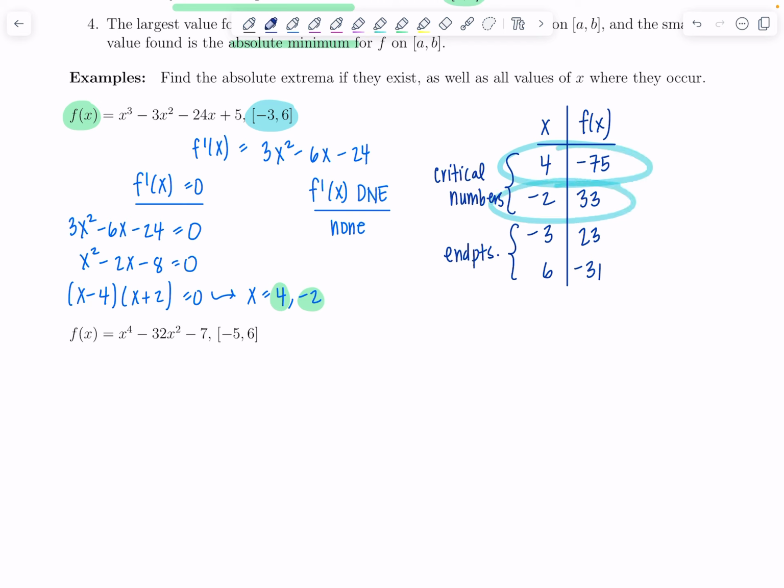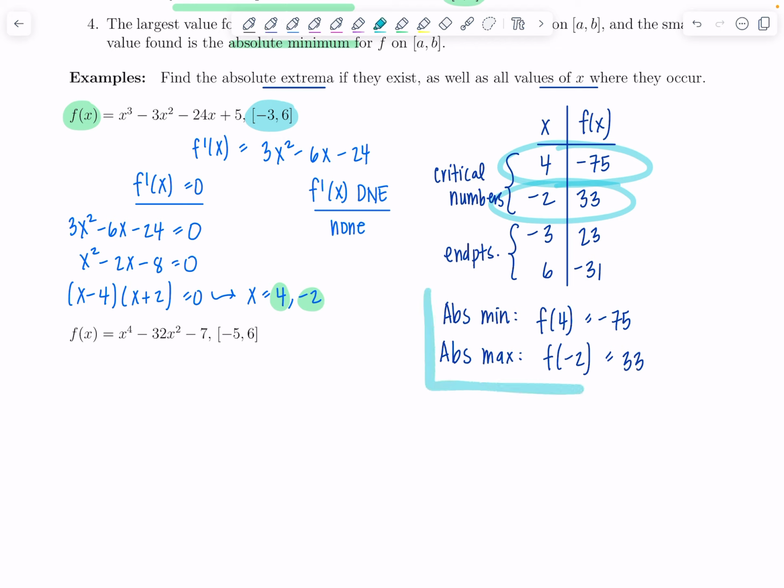So then we summarize. So absolute min, I would just write it like this, f of 4, which is -75. Then you've found the x values and the extreme values, x and y. We're given everything. And then the absolute max, that's f of -2, which is 33. Bada bing, bada boom. Let's box it. That's the final answer. Good?